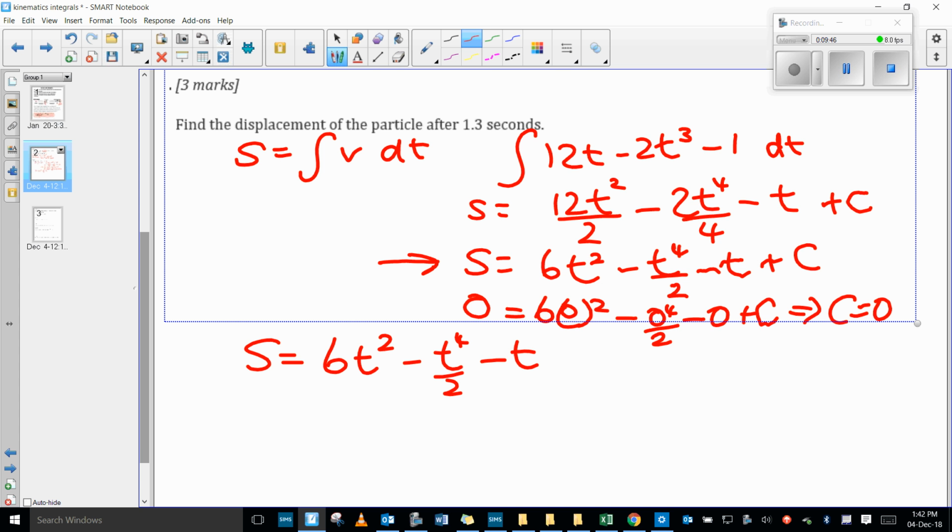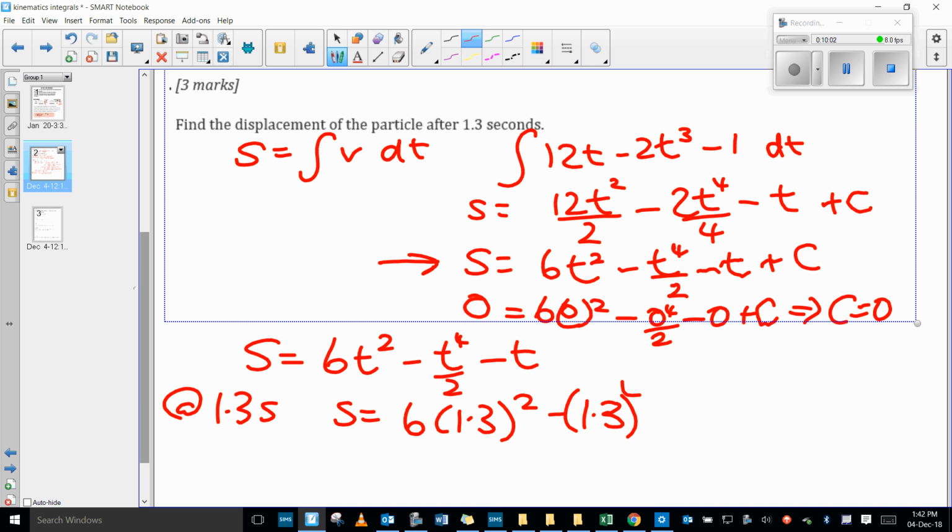So now, because they've asked us specifically after 1.3 seconds, we now substitute that value into the calculator. Obviously these questions that we're doing would have been on paper 2 where your calculator is available to you. Right, so there's that answer.